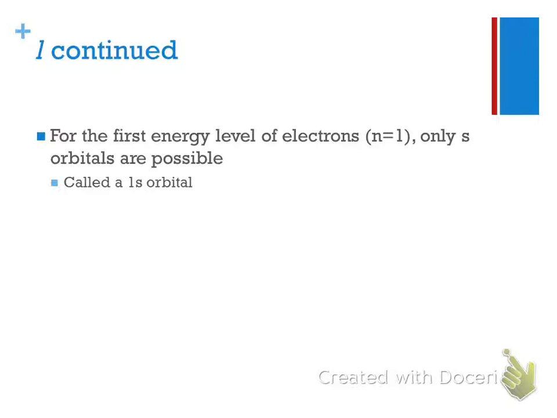What we call that is the 1s orbital, because it's energy level 1 and it has to be an s orbital. So we call that a 1s orbital. We can name these orbitals now.